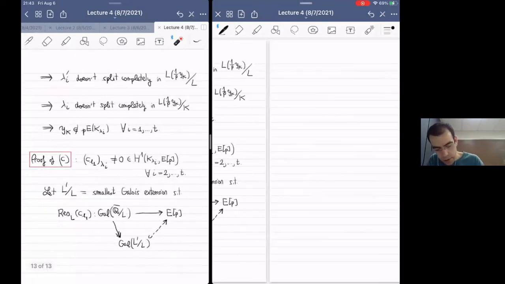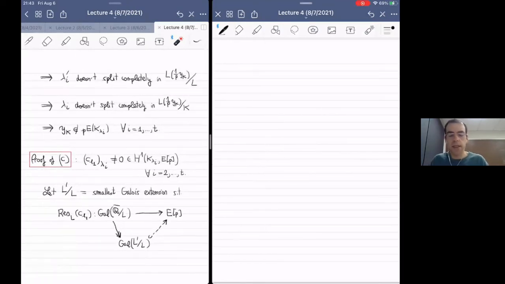So we're going to need to know something about this Galois group. That's the content of this little lemma, which is actually quite easy to prove. This Galois group is also going to be isomorphic to the p-torsion. And moreover, the plus and minus eigenspaces under complex conjugation are each one-dimensional.